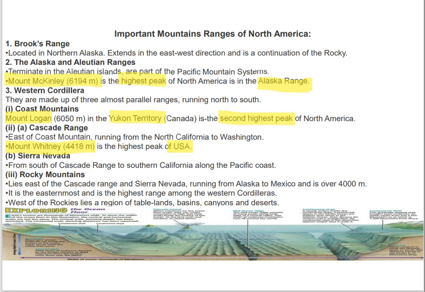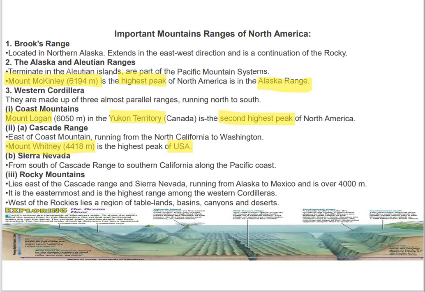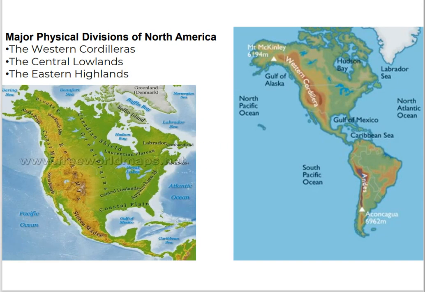Okay, so the important mountain ranges in the North America continent. The first one is the Brooks Mountain Range. The next ones are the Alaska and Aleutian Mountain Range, Western Cordillera, Coast Mountains, the Cascade Range, Sierra Nevada, and Rocky Mountains. We will see the location of these mountain ranges as we study. Otherwise we will never understand it. Okay, so let's talk about it.